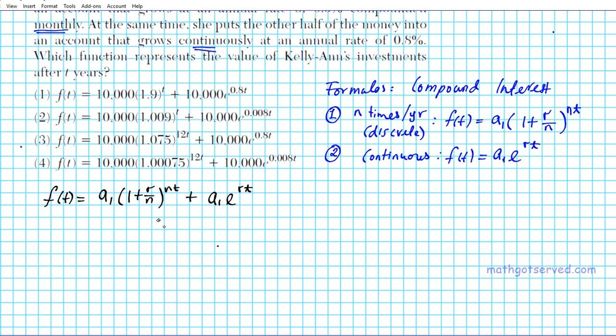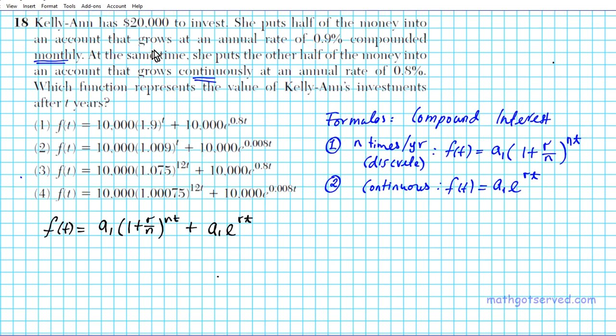Okay? All right, so for the one that's monthly, in this particular case, what's the initial amount? She started with 20,000 and she split it in half. Okay, so the first half goes here. So you know what? We can call this A1 for the first one, and then we can just call this A2 for the second one. All right, so for the first account, her starting amount was half of 20,000, which is 10,000. Okay, and then the rate r is, what is it? 0.9%.